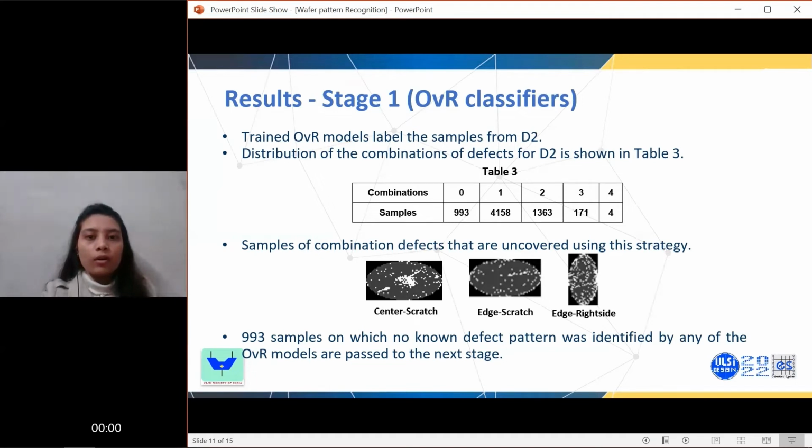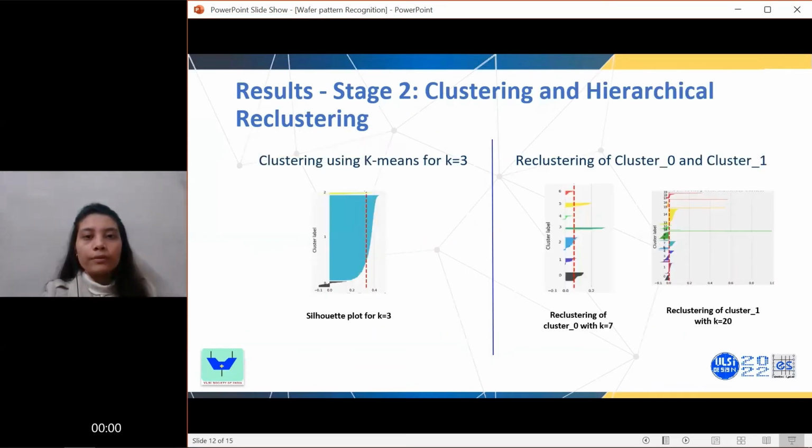A few combinations of defects that are uncovered using this strategy are center, scratch, and edge right side, which are shown in these figures. Since 993 samples are found to have no known defect patterns, they are passed to the next stage for clustering. On performing clustering on 993 images, 3 clusters are generated with 61 images in cluster 0, 914 images in cluster 1, and 18 images in cluster 2.